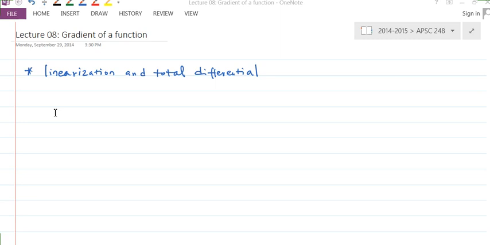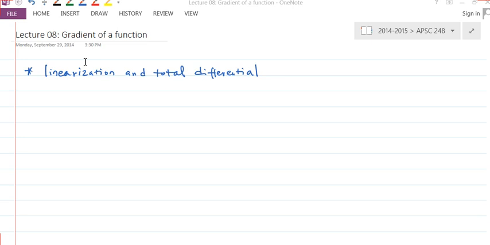Okay, so we're going to finish a little bit from the last lecture. Basically, it's a topic on linearization and total differential. This total differential concept, you will need that for one of the assignments in assignment number 3. Assignment number 3, it's 1 to 3 will be the contents for midterm. And then after we finish this one, we'll talk about an interesting concept called gradient of a function.